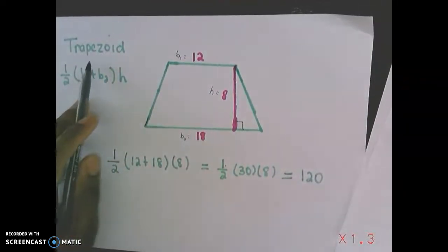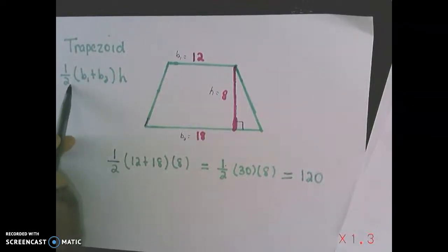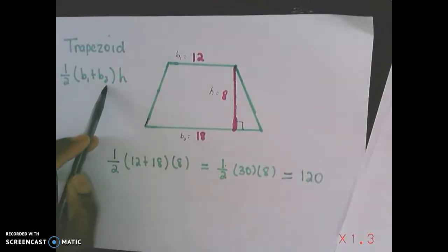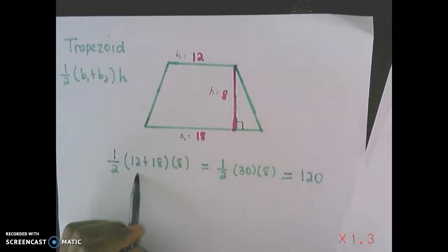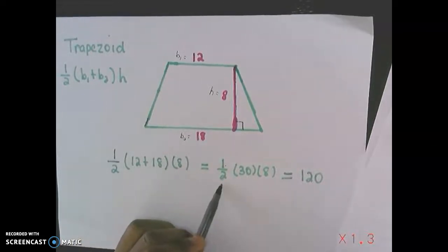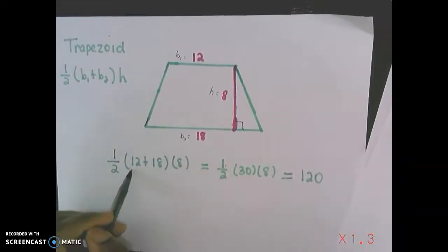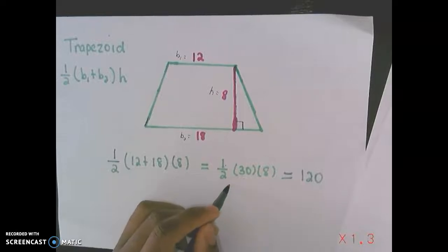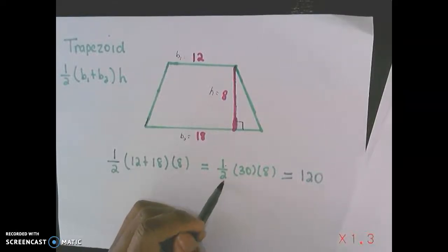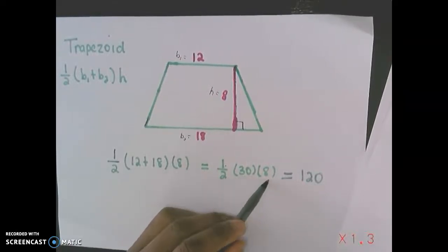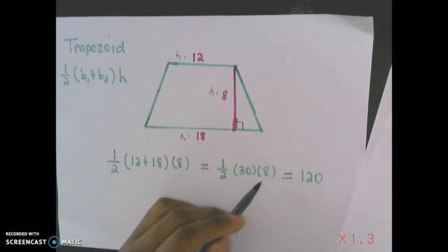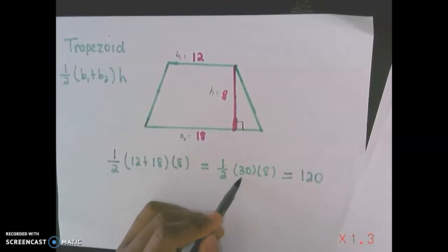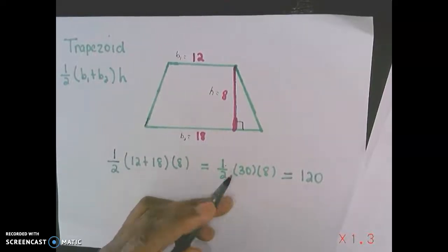So in order to find the area of a trapezoid, we're going to do 1/2 base 1 plus base 2 times my height. So in this particular case, we're going to get 1/2 times 12 plus 18 times 8. Well, 12 plus 18 is going to give us 30. So I'm going to take 1/2 of 30 times 8, and that's going to give me 120. I just took half of 8. That gave me 4, and I knew 3 times 4 was 12, and I added a 0, so that will give you 120.